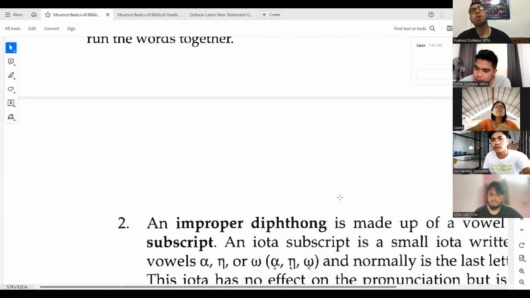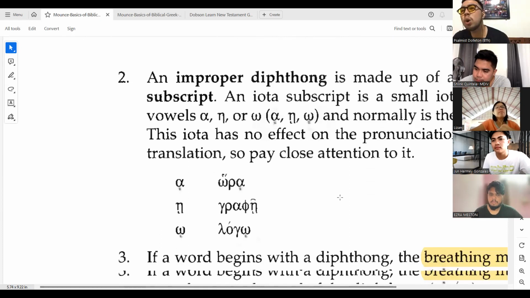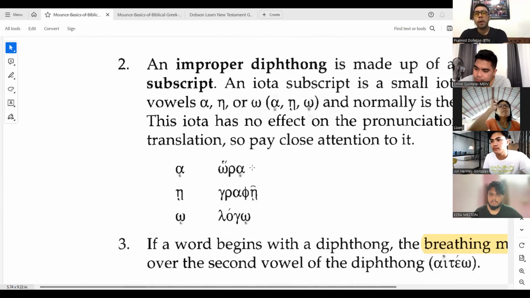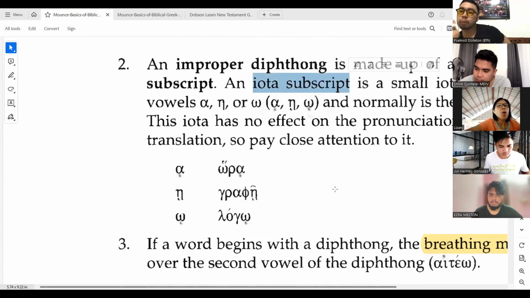Okay, so what else? Diphthongs. We see here the example of the diphthongs. There is an iota subscript. So what is an iota subscript?